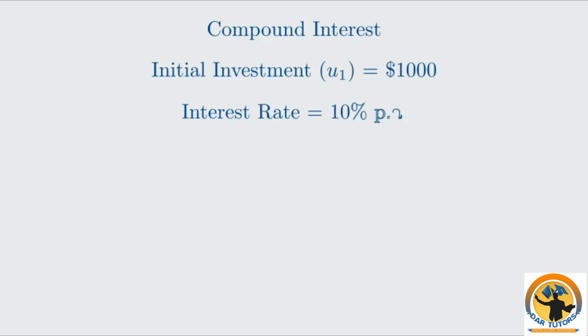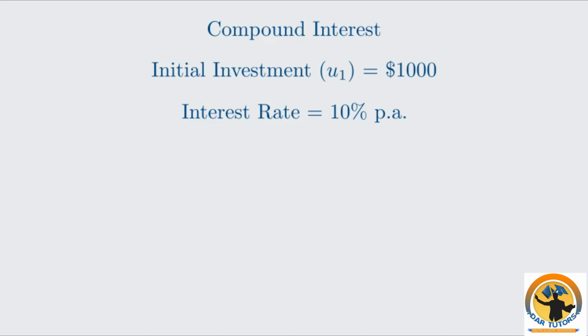Let's move on to a common application of geometric sequences, compound interest. This is how banks calculate interest on savings and loans. Compound interest involves repeated multiplication by a constant factor, making it a perfect fit for geometric sequences. Let's consider a simple example. Suppose you invest $1,000 at a 10% annual interest rate, compounded annually. The initial investment, U_1, is $1,000. The interest rate is 10% per annum, which means each year.